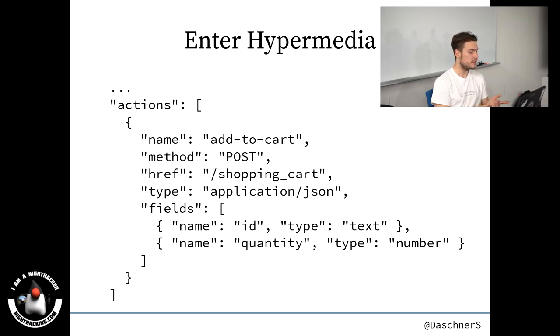And the ID here may be the book ID provided in the response, and the quantity, how many books do I want to add to the shopping cart, could be like a drop down in your application, like in a form. And this is certainly client logic and should reside on the client. But everything else can now be accessed in a more dynamic way because it can be changed anytime, and the server gets back in control of how this functionality is used.